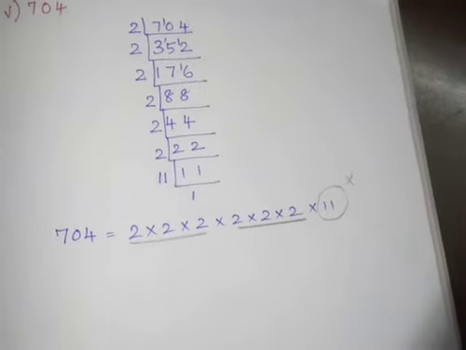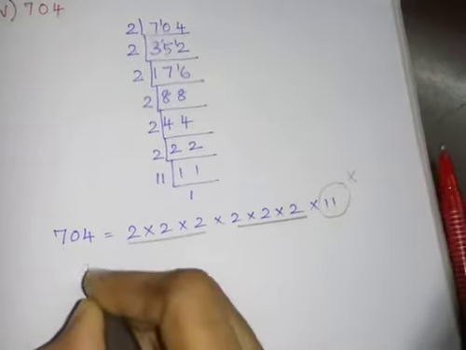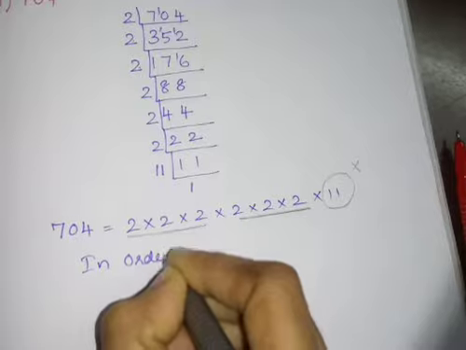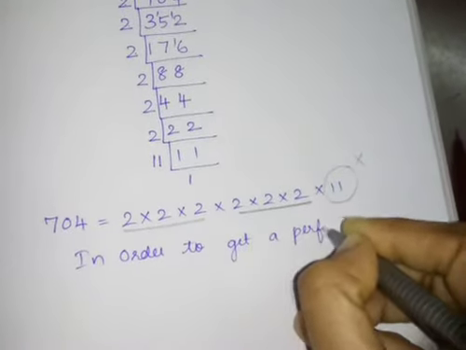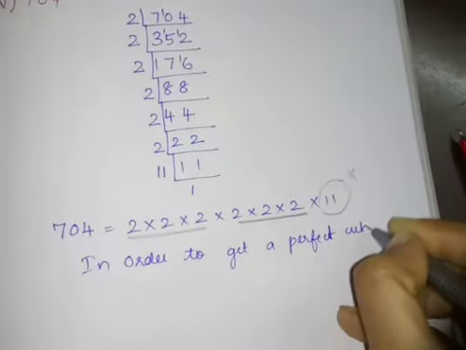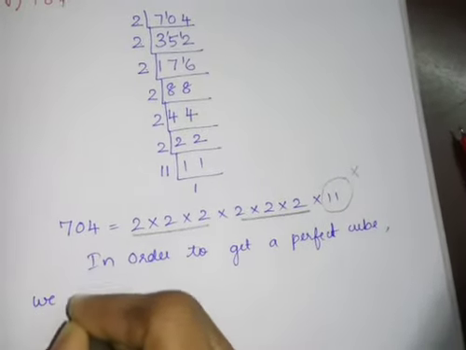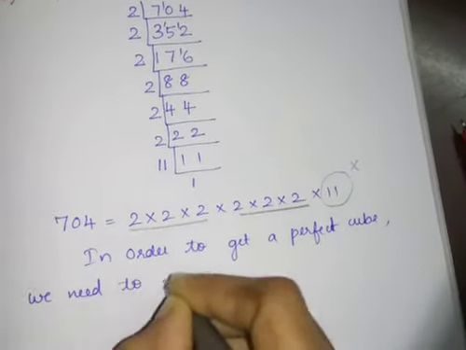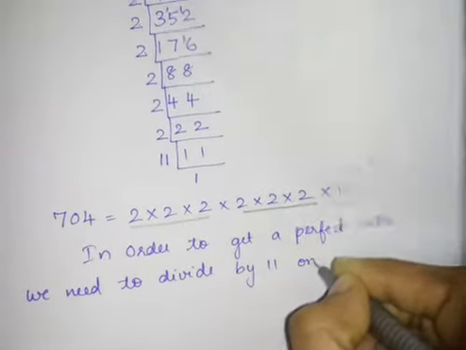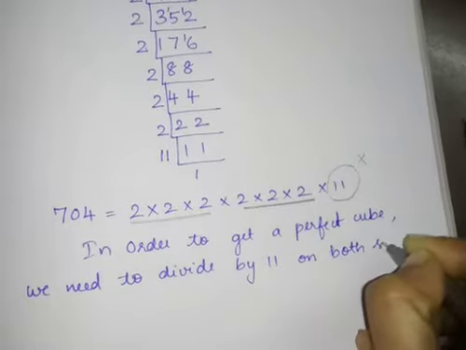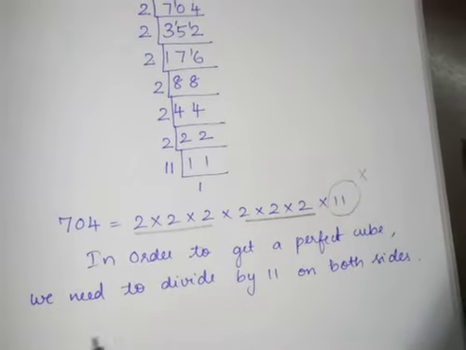We have to divide by 11 on both the sides. So in order to get a perfect cube, we need to divide by 11 on both sides. So that is what your smallest number which is divided on both the sides.